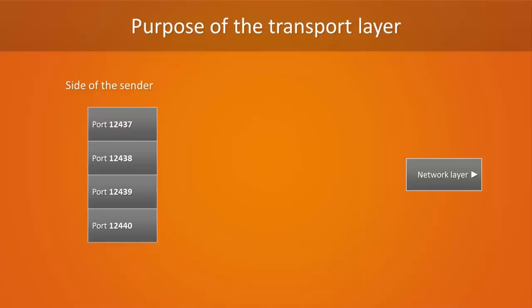Whenever the application layer creates a message, it is passed on to the transport layer. On this layer, we wrap the message inside what we call a segment. This segment contains some additional information like the source port as well as the destination port. Then, when the segment is created, it is passed on to the network layer for further processing.